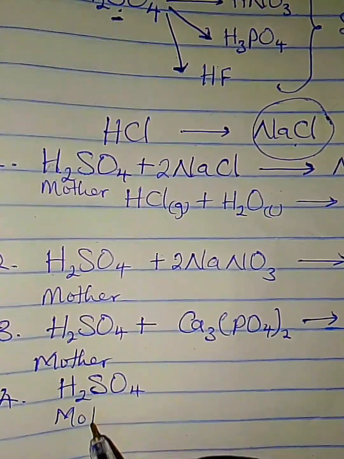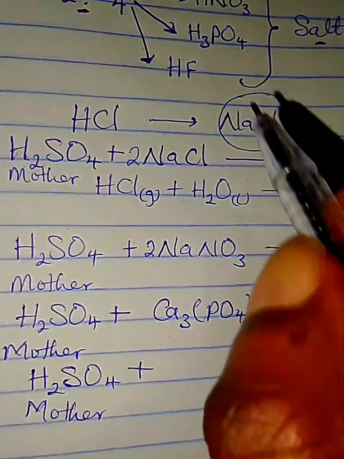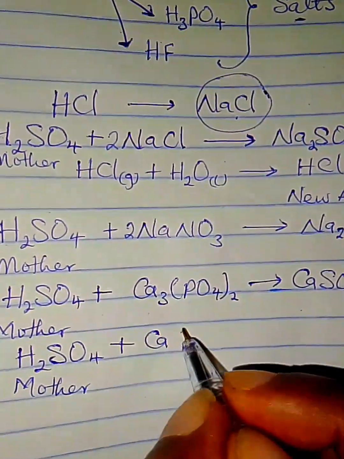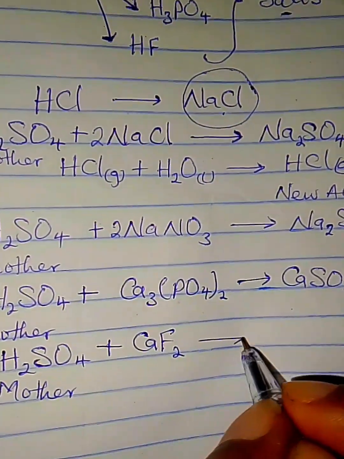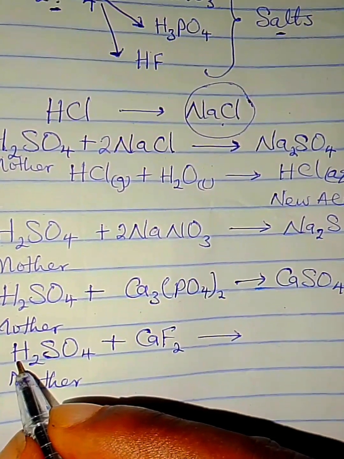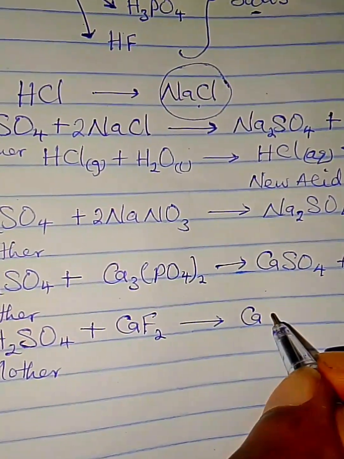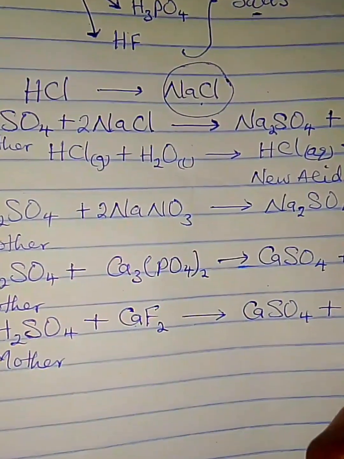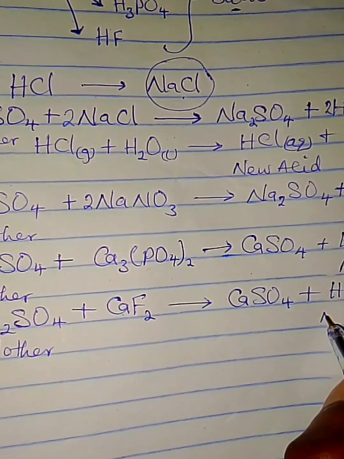Let's take the last one, production of hydrofluoric acid. Let's react the salt of hydrofluoric acid, which is calcium fluoride, with the mother acid. Expectedly, calcium will displace hydrogen in the mother acid to create a new salt, which is calcium tetraoxosulphate 6, and hydrogen will attack the fluoride to create hydrogen fluoride gas.